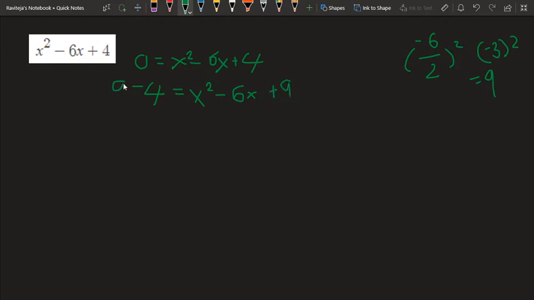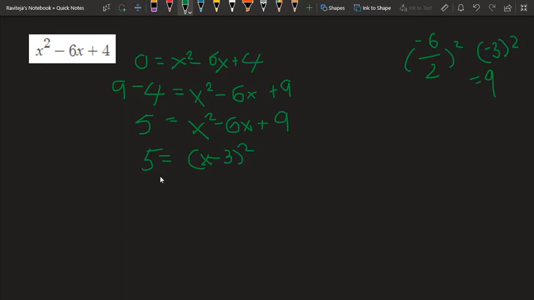And over here we just get 9 minus 4, which is 5, equals x squared minus 6x plus 9. Now the next step is to factor the right side of our equation, which results in a perfect square, where we get 5 equals x minus 3 squared.